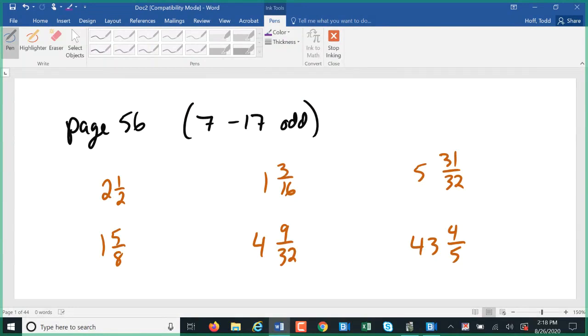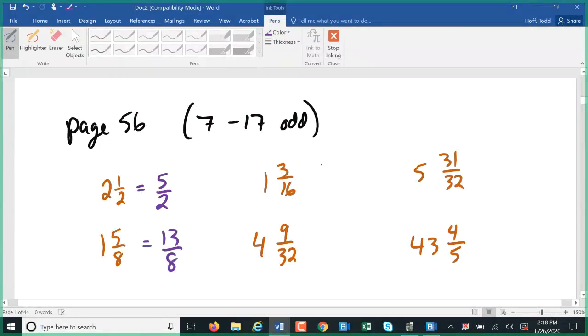Okay, once again, a couple of you are still working, but let's go ahead and go over what you have done here at least. So for the first one, 2 1/2 becomes 5/2. 5/2, good. 1 5/8 becomes 13/8. 13/8, good. 1 3/16, 19/16. 4 9/32, 137/32. 137/32, good. 4 times 32 is 128, plus 9 is 137.